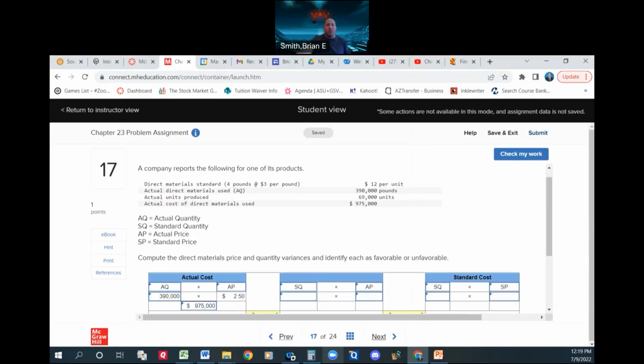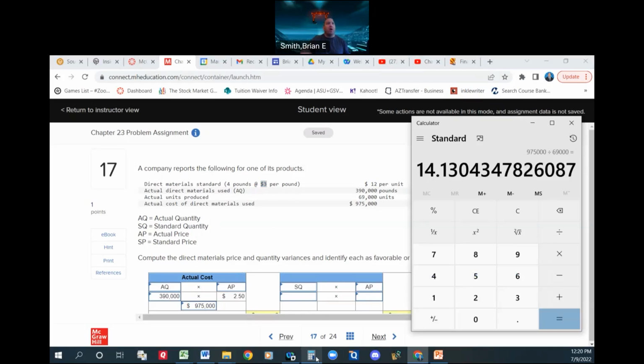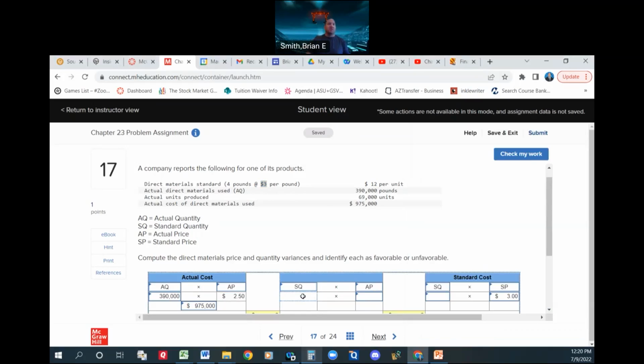Hang on a sec. Let me just see what they're trying to do here. Okay. Oh, right. Sorry. I'm not looking for this $12 per unit. That's where I was going wrong. I'm looking for this $3 per unit. That's what we're comparing it to. This is our standard, so our standard price is going to be $3. That's what I was messing up. And our standard quantity is 4 pounds per unit. So we should take our 4 pounds times the actual number of units we produced. So our standard quantity should have been 276,000.